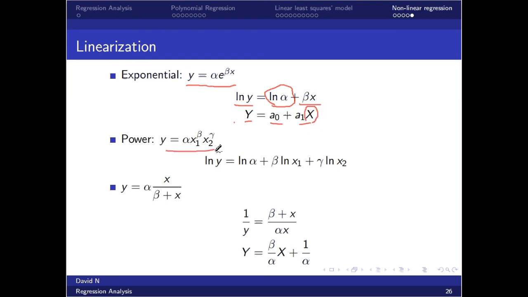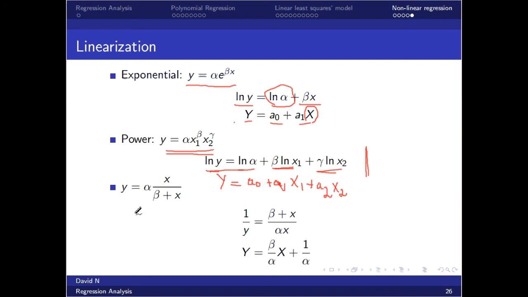Now if we have a power model such as the one shown here, taking logarithm on both sides, logarithm of y is logarithm of alpha plus beta logarithm of x1 plus gamma logarithm of x2. This is the power law. The power law model can be linearized as shown here. Now this logarithm of y can be termed capital Y, this logarithm of alpha can be termed a naught, beta can be termed a1, logarithm of x1 can be termed capital X1, gamma can be termed a2, and logarithm of x2 can be termed capital X2. And thus we may proceed to solve this either using a simple linear regression, multiple linear regression, or using a general linear least squares model.